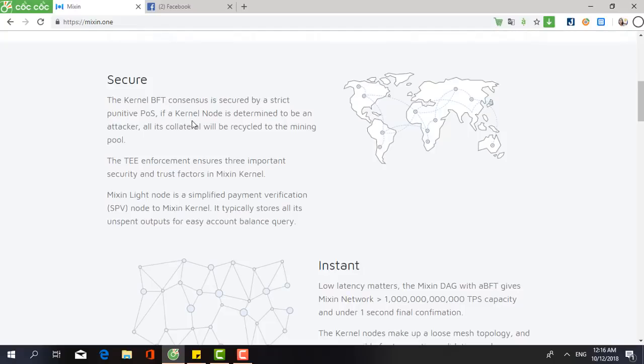If a kernel node is determined to be an attacker, its collateral will be recycled to the mining pool. The TEE enforcement answers three important security and trust factors in the Mixin kernel. Mixin Lite nodes is a simplified payment verification to the Mixin channel. It typically stores all its unspent output for easy account balance query.